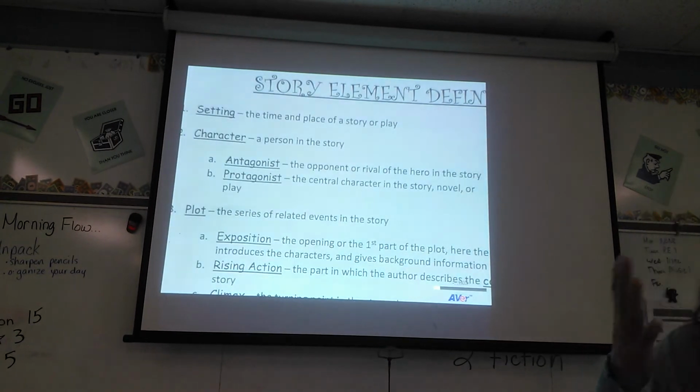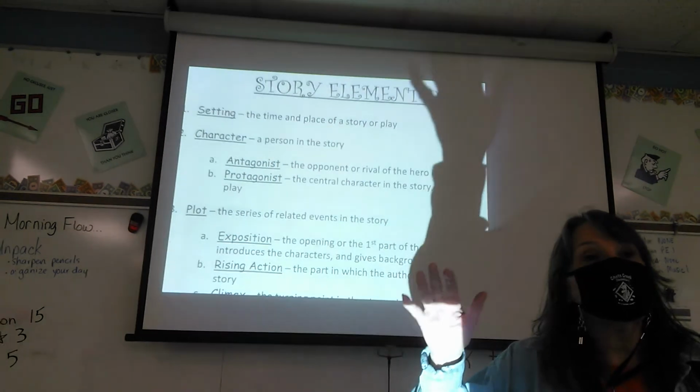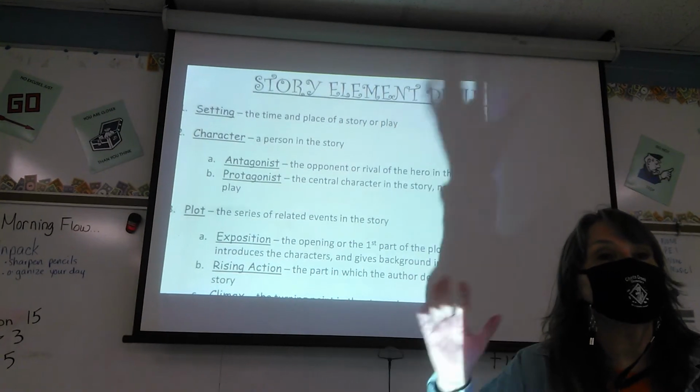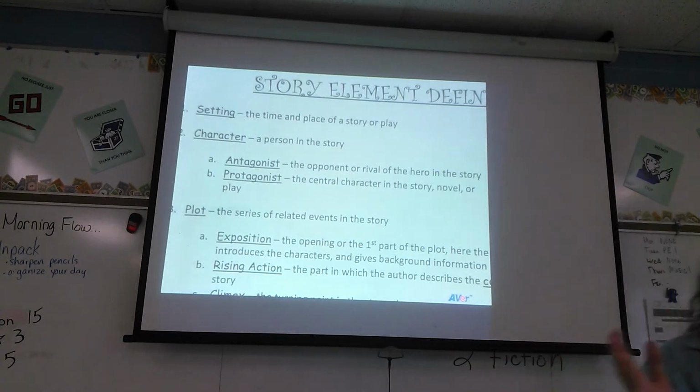Now, a lot of the elements of a story you've learned before. You've learned them in second grade, you've learned them in third grade. Some of them you may have even learned in first grade.